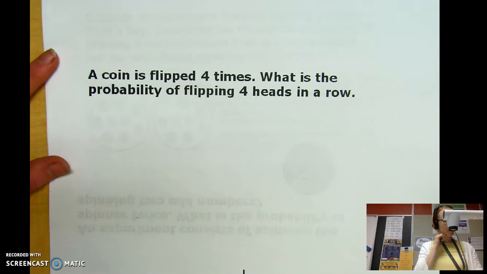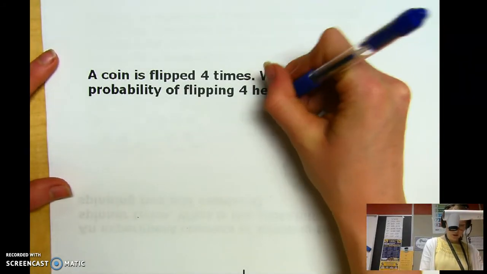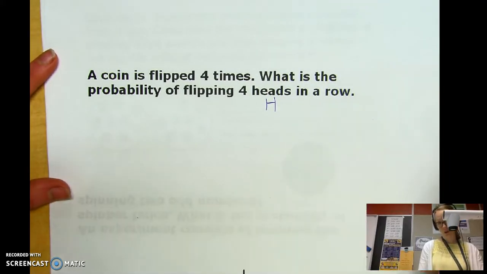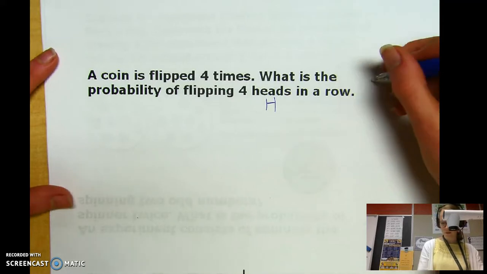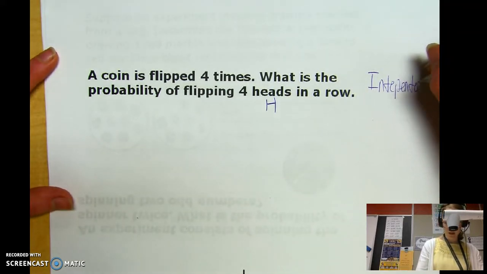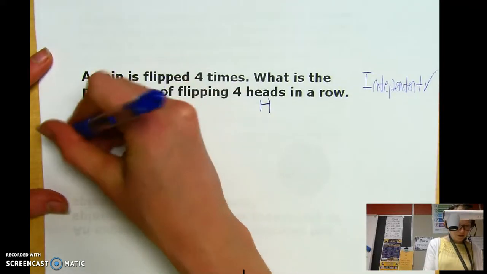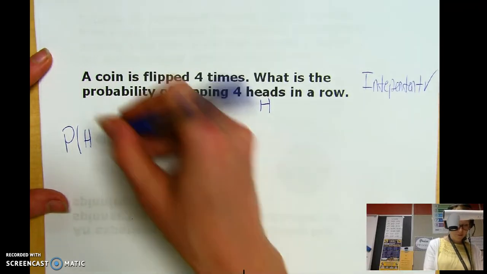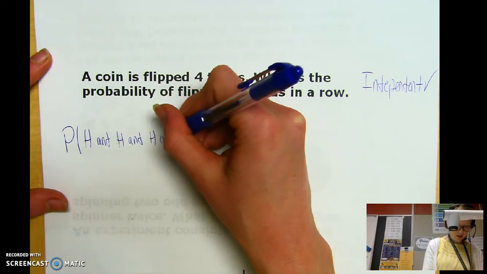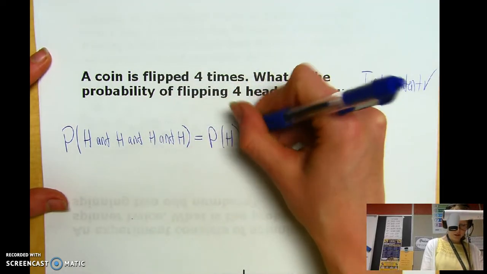Okay, so this time we're flipping 4 coins. I'm going to call heads just a capital H. In this case, it says, what is the probability of flipping 4 heads in a row? We're not changing the number of possible outcomes. So this is an independent case, so we can still use our probability formula. The probability of flipping heads the first time and heads the second time and heads the third time and heads the fourth time, we can calculate their individual probabilities and then just multiply them.